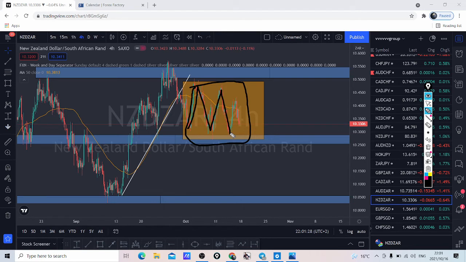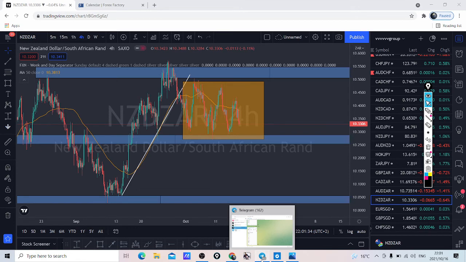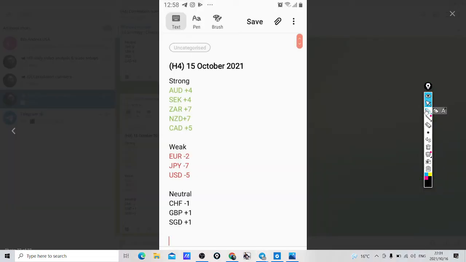The market is going up and down, up and down, up and down. Let me just explain why it's doing that. Look here, guys. ZAR is bullish. NZD is also bullish. What does that mean? The market is going to be ranging, because both currencies have the same power.